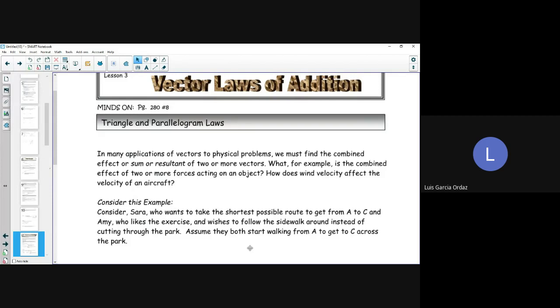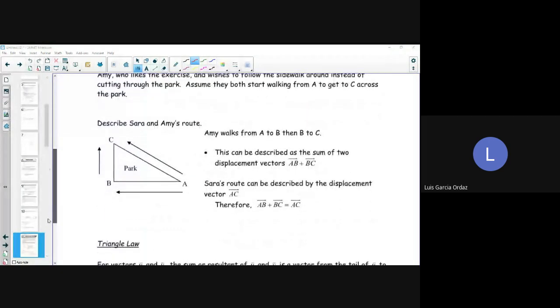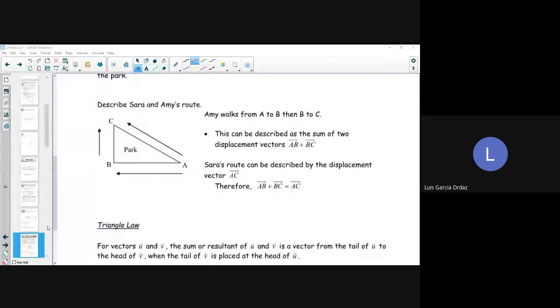So let's consider an example. Consider Sarah, who wants to take the shortest possible route to get from A to C, and Amy, who likes to exercise and wishes to follow the sidewalk around instead of cutting through the park. Soon they both start walking from A to get to C, which is across the park. So this is how their diagram would be drawn. As you can see, Amy is going to go all the way around.